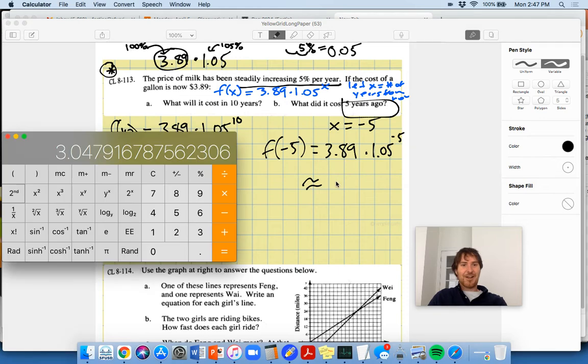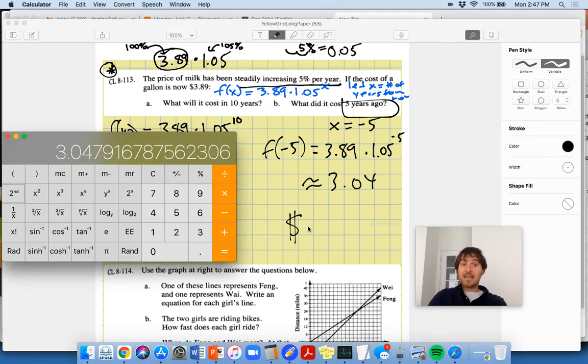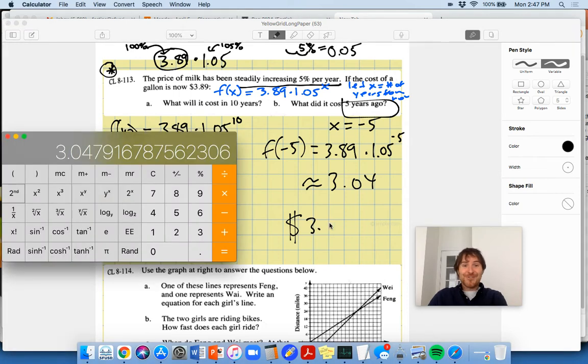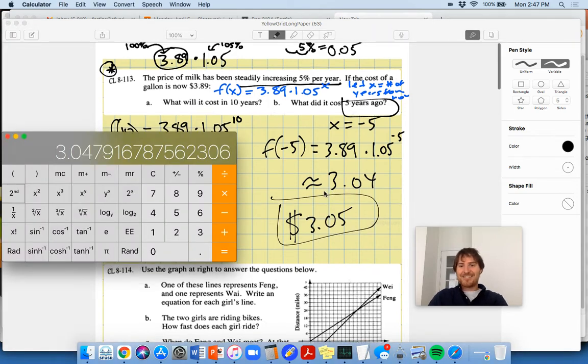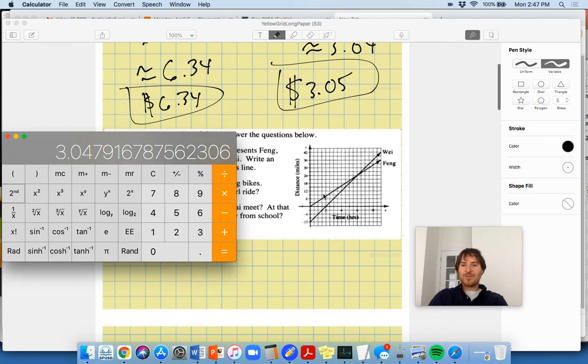Does my answer make sense? Yes, it does, because the value's been increasing by 5% every year. So if it's currently $3.89, it probably was about $3 or so 5 years ago. That's pretty big inflation, 5% per year. That's called inflation. Have you had to learn about inflation yet? It's about your money. It's worth less year over year. But inflation in the U.S. is only really like 1% or 2% or so.